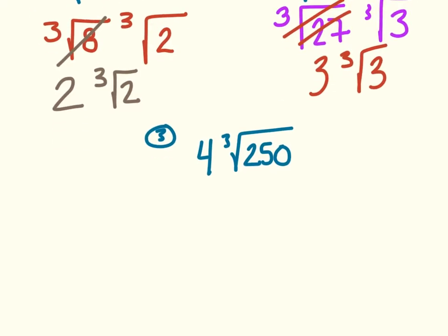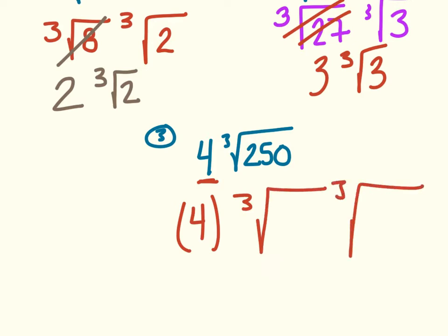Number three. All right, I've got a number in front, and that's just going to stay in the problem, so just leave it there. Four, bring it down. I need to find two numbers that multiply to 250 where one's a perfect cube. Look at that list of numbers again. Okay, I'm going to say 125 times 2.